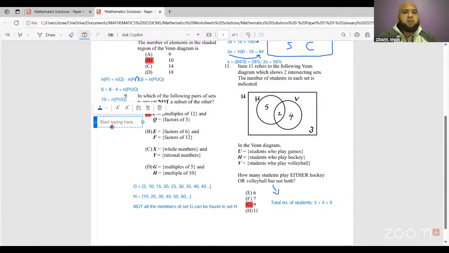Multiples of 12 are what? And let me see if I could just put this in then. What are multiples of 12? So your 12 timetables, you'll have what? 12, 24, 36, 48, etc.